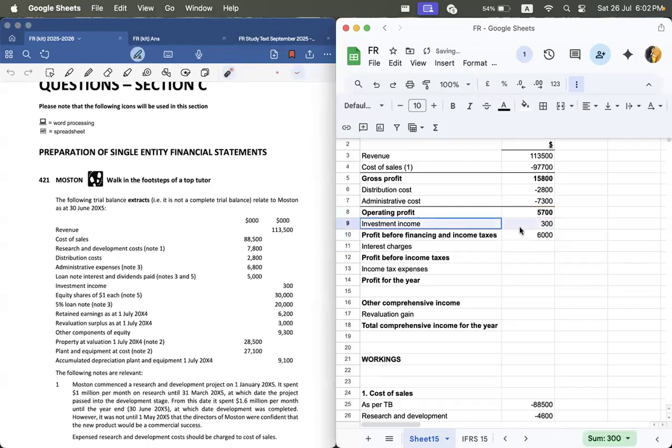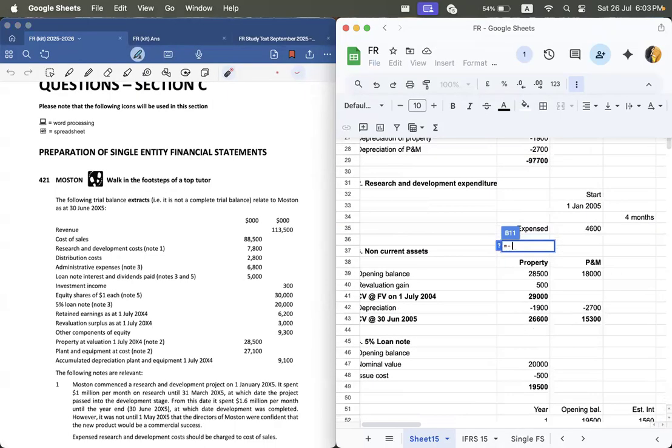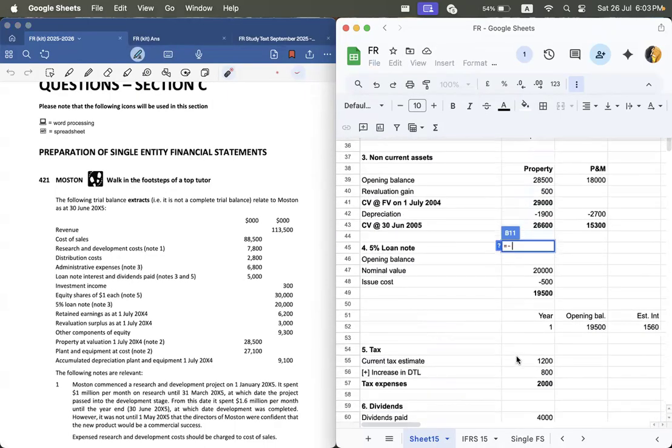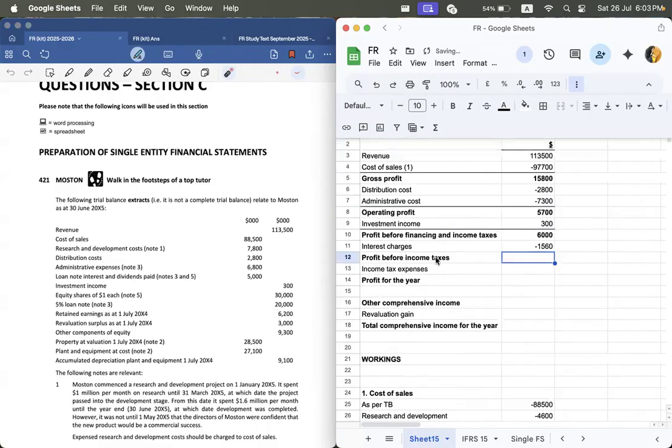After that, you get your profit before financing and income tax. That means you haven't charged interest, you haven't charged taxes. So you're going to charge just that. What was the interest charge that you got? Are you going to take the 500,000 here? No, you should always take the estimated interest. Understood?